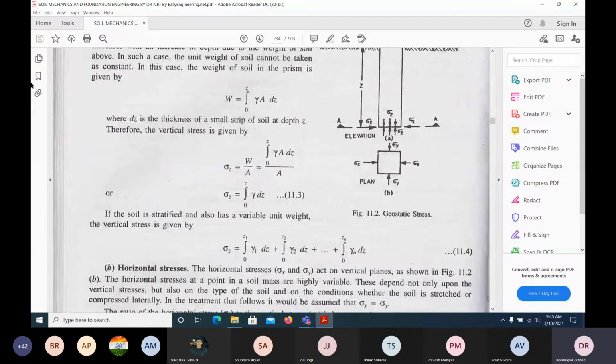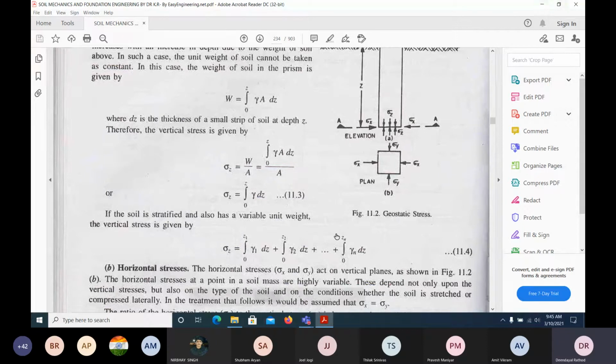So vertical stresses, whatever we have studied so far is vertical stresses. We can study the horizontal stresses also actually. Those horizontal stresses you will study in Geotechnical Engineering 2 or Soil Mechanics 2 in the next semester. So now we will just focus on vertical stress only.